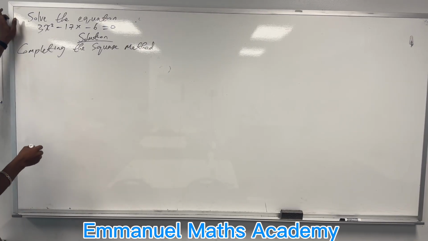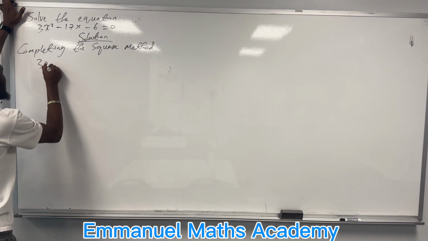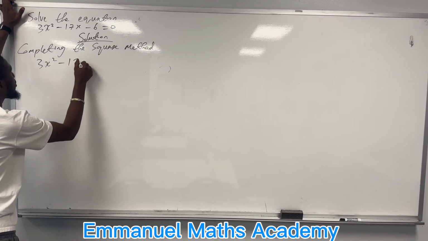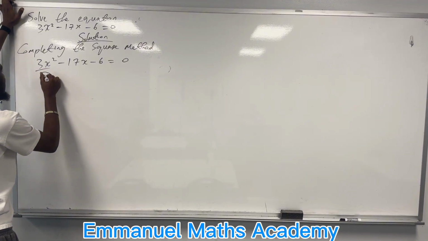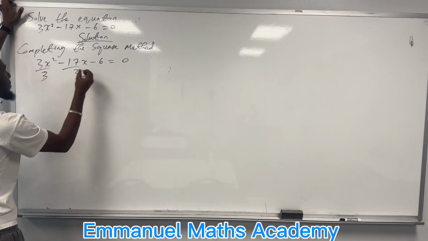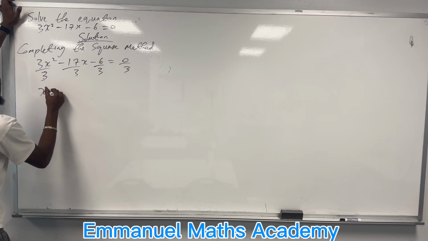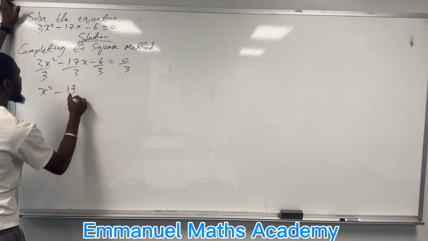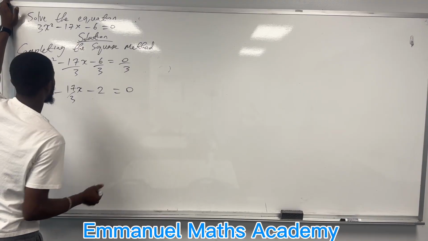From this, you need to make sure that your a is unity. So divide through by 3. Divide this by 3, divide this by 3, also divide this by 3, divide this by 3. Hence you have x squared minus 17 over 3 x minus 2 equal to 0.